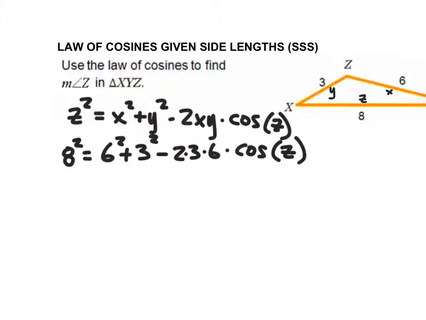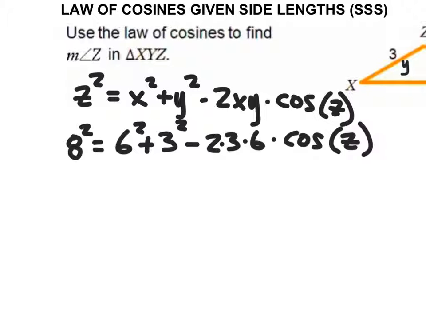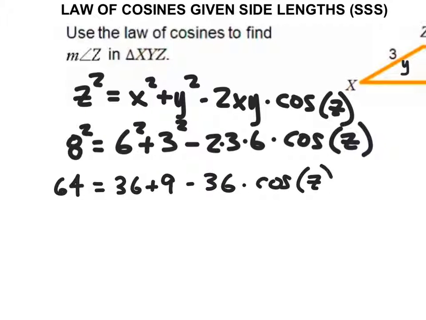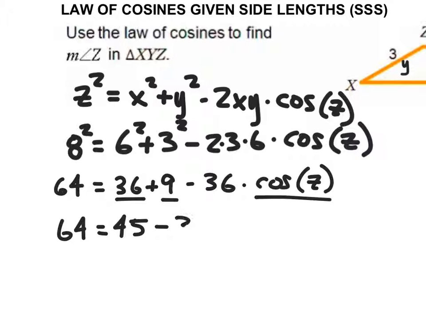Now, let's clean this up a little bit and see what we got. So 8 squared, let's write as 64, is equal to 36 plus 9 minus 2 times 3 is 6 times 6 again, so 36 times cosine of Z. All right, so now let's isolate cosine of Z. That's what we want to isolate. So let's move everything over. We can combine 36 and 9 first. 36 and 9 is going to give me 45 minus 36 times cosine of Z. All right, I'm going to subtract 45 from both sides.